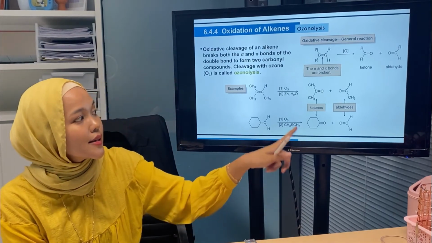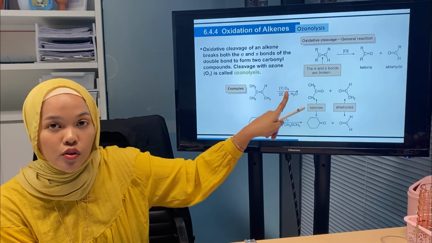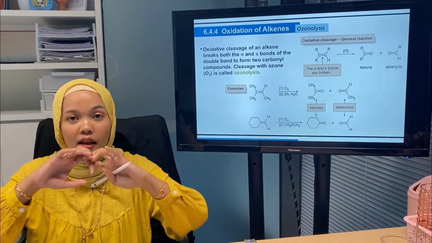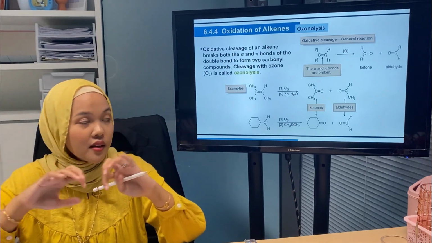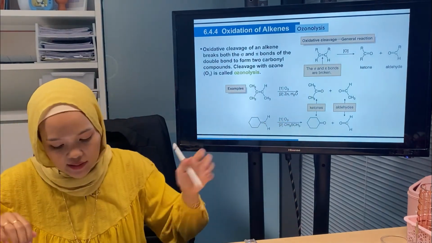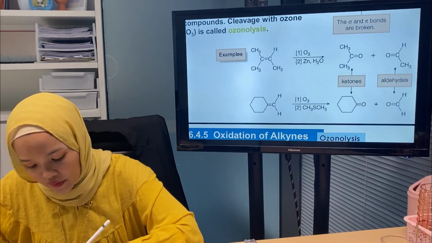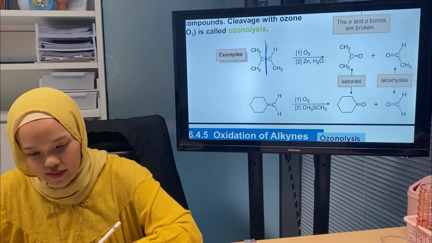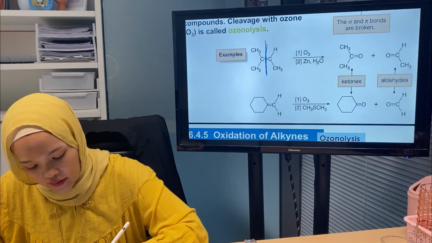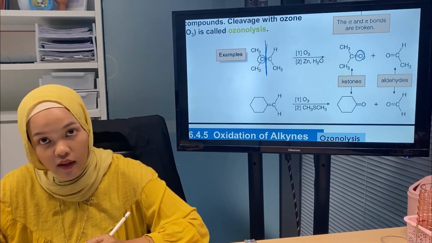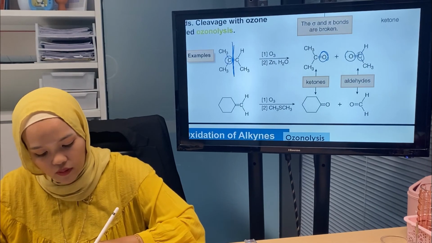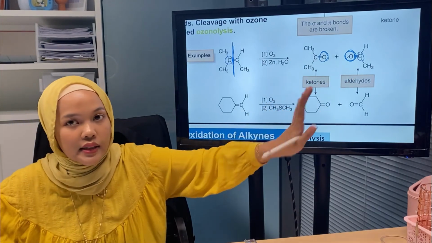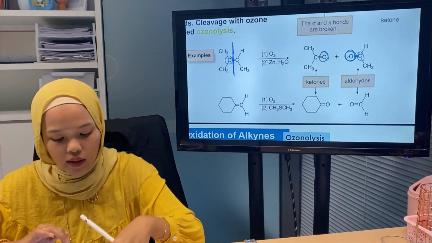Why ozonolysis? Because you use ozone and it is going to cause lysis. Lysis meaning it is being cut. So if the reaction is like this, it is going to be cut here. On this side you will add oxygen, and this side you will also add oxygen. So that's why here will produce ketone or aldehyde.